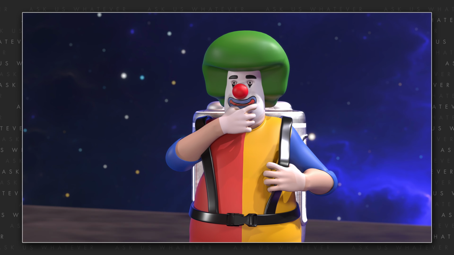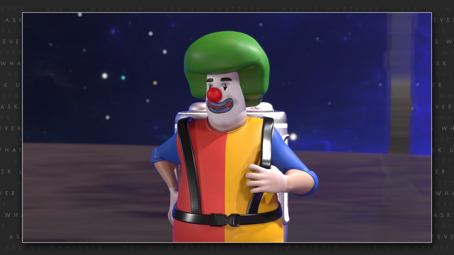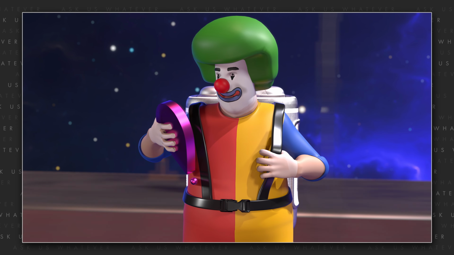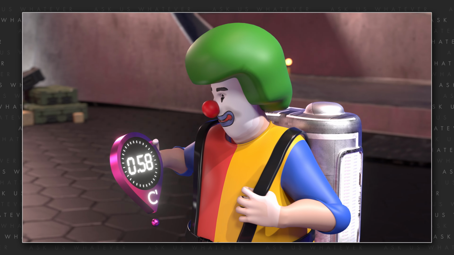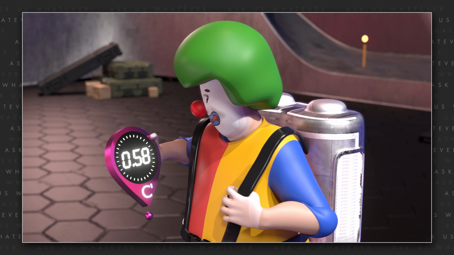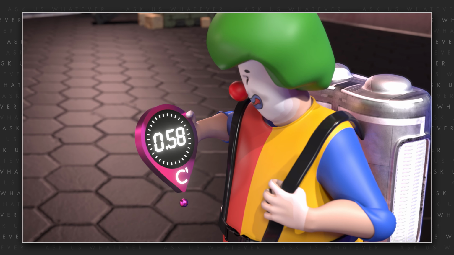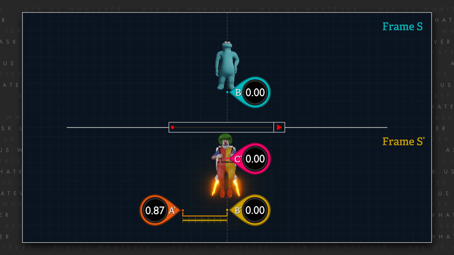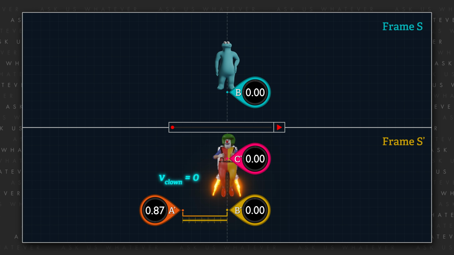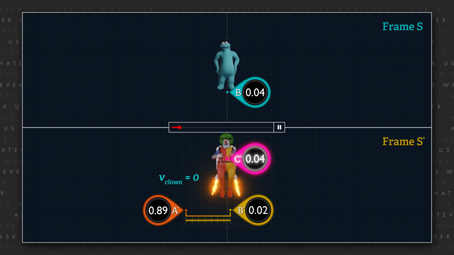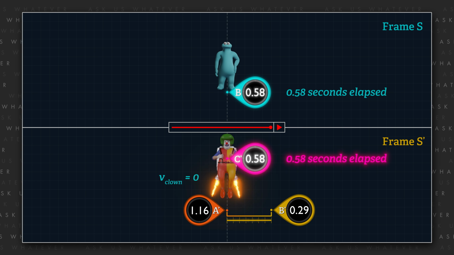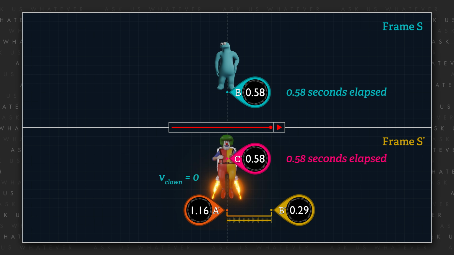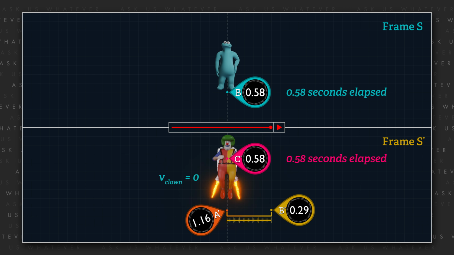The clown didn't tell anyone, but just to be safe, the clown took a personal clock on the rocket pack journey as well. And guess how much time elapsed on the clown's personal clock? The same amount of time as had passed on the frame S clock. The clown's speed relative to frame S was 0, and so the clown's personal clock ticked at the same rate as the clock in frame S. 0.58 seconds elapsed on the clown's personal clock, not 1.16 seconds.